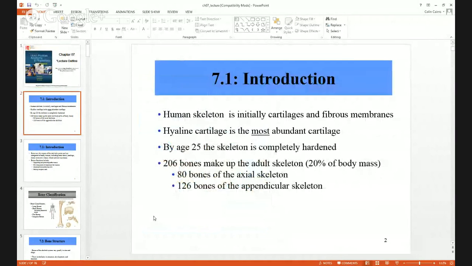All right then, chapter 7 on the skeleton, the skeletal system. Initially, the skeleton is cartilage and fibrous membranes. That's the embryonic skeleton. Hyaline cartilage is the most abundant of the cartilage. By age 25, though, the skeleton is completely hardened. There are 206 bones that make up the adult skeleton. They take up 20% of the body mass. There are 80 bones of the axial skeleton and 126 bones of the appendicular skeleton.